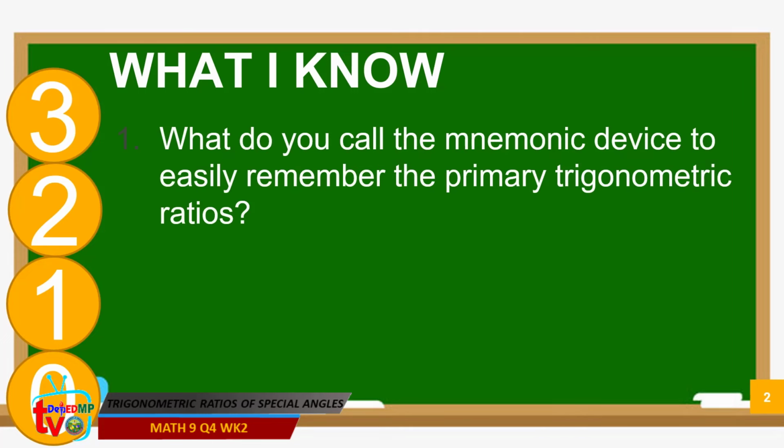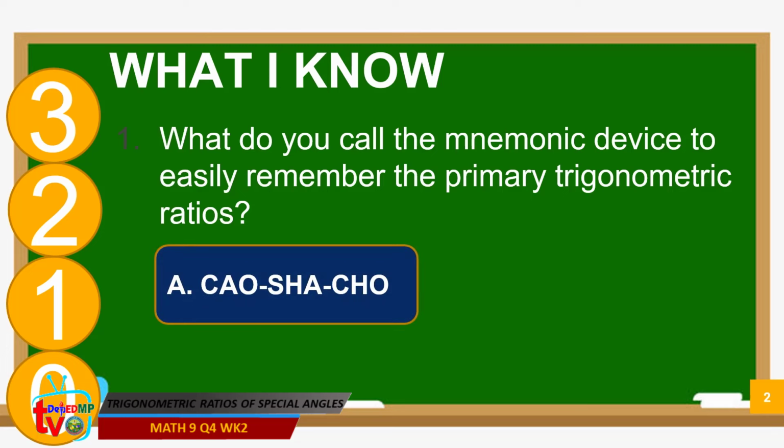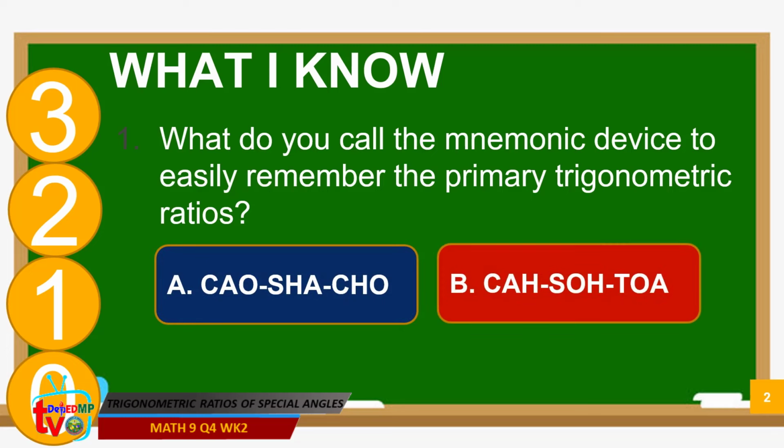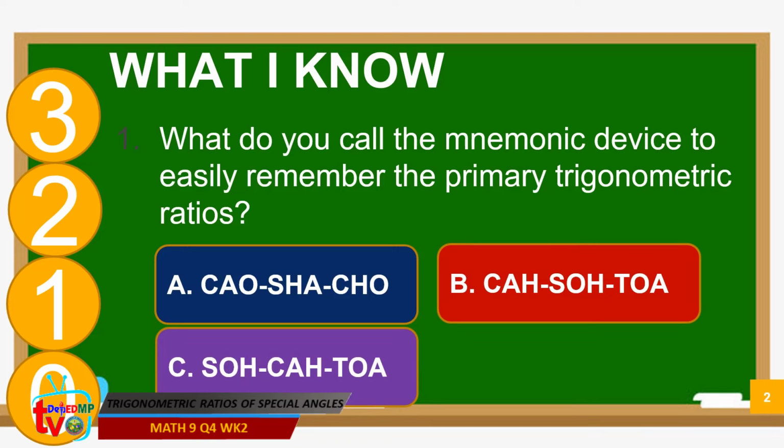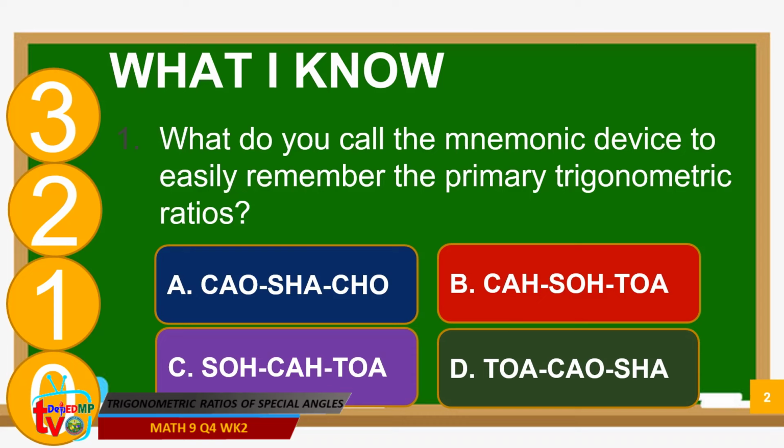First question. What do you call the mnemonic device to easily remember the primary trigonometric ratios? A. Kaosha-cho, B. Kaso-towa, C. So-ka-towa, or D. Towa-kaosha.